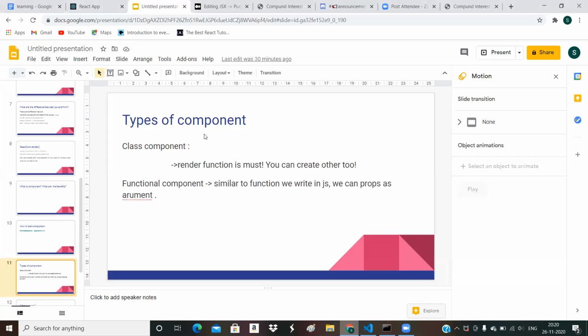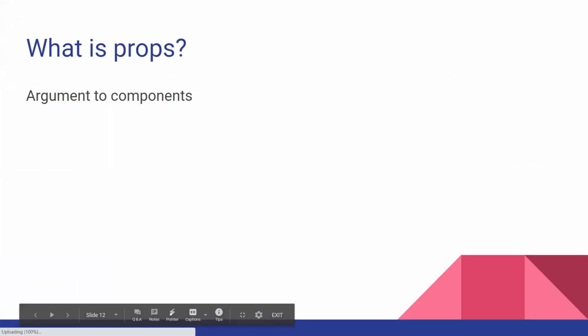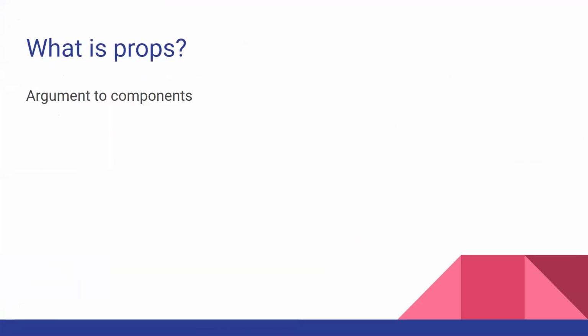Can you tell what is props? Props are properties which are used to pass to components. Properties, yes. Props are properties which you pass to the components. Yeah, data that we can pass to our component.